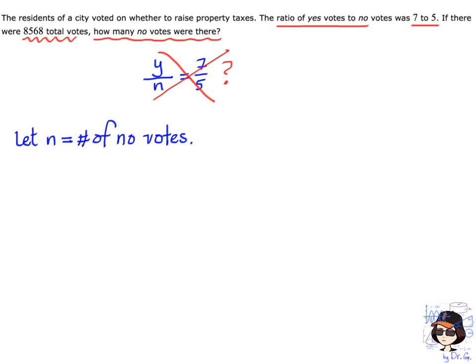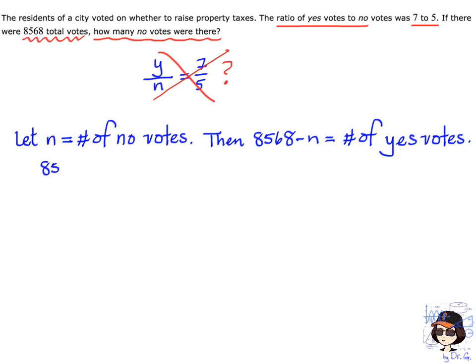Okay. So now what am I going to use for yes votes? I go back to the problem and I see that there were a total of 8,568 votes, and everybody either voted yes or no. So the number of yes votes has to be 8,568 minus n. So I'm going to write that down. And now I can rewrite that equation without any y. So 8,568 minus n over n is equal to 7/5.